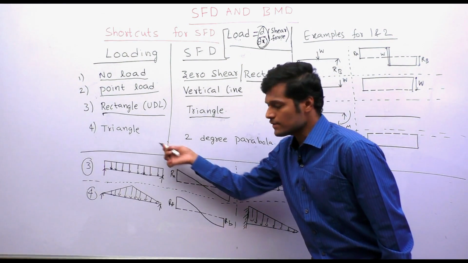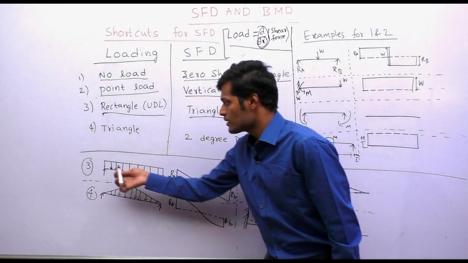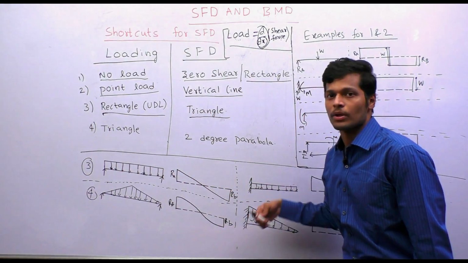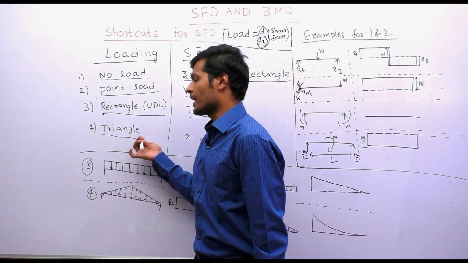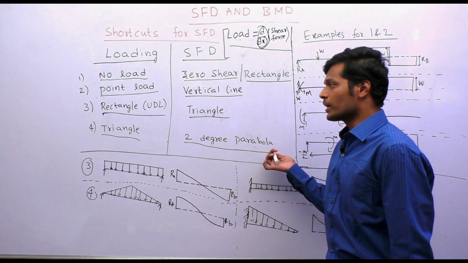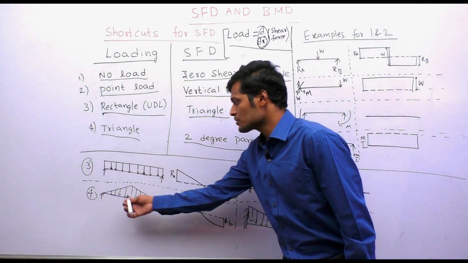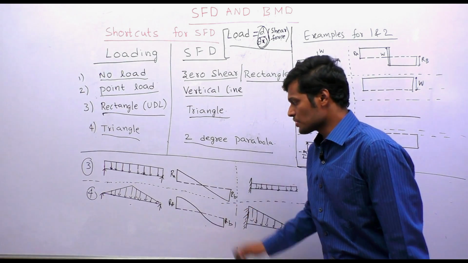When the load increases, the slope increases. When the load decreases, the slope decreases. As there is a uniform load here, you have a uniform slope here. Okay, we will solve some more examples on this anyway. Next, suppose if you have a triangle in the loading diagram, then you will have a 2-degree parabola in shear force diagram.